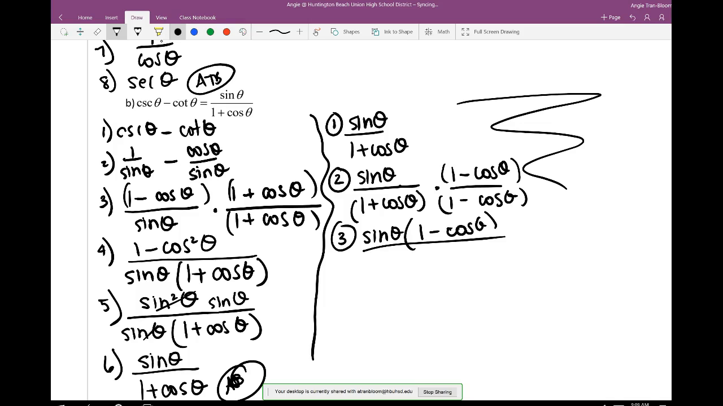On the bottom, I now have what? 1 minus 1 minus cosine square of theta. And by the identity, would you agree that's sine square?